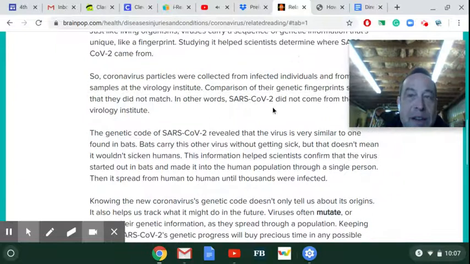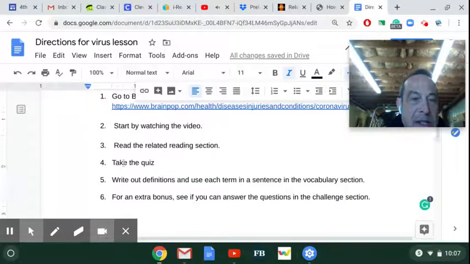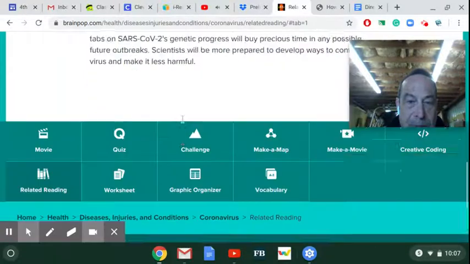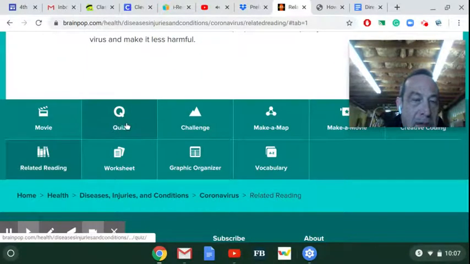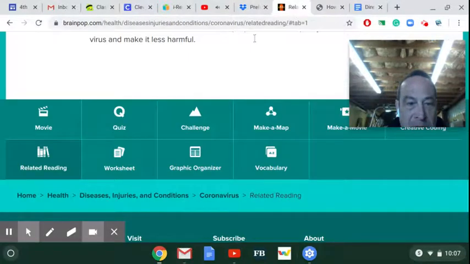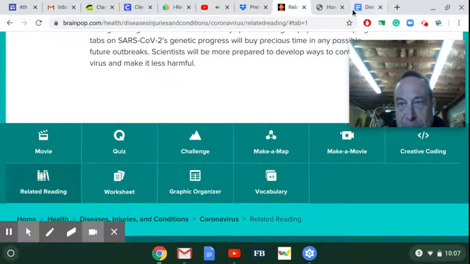All right, so after you look at that, you're going to go and take the quiz. The quiz is here on the bottom of any page here on the BrainPop. You can take this quiz. And after that, you should go write out definitions and use each term in a sentence in the vocabulary section. And the vocabulary section is right here, and the several terms you're going to use there.